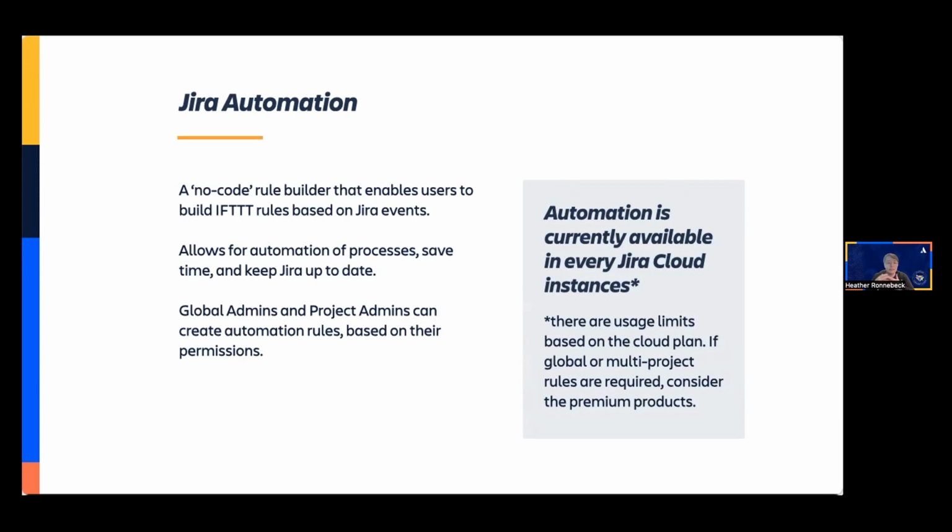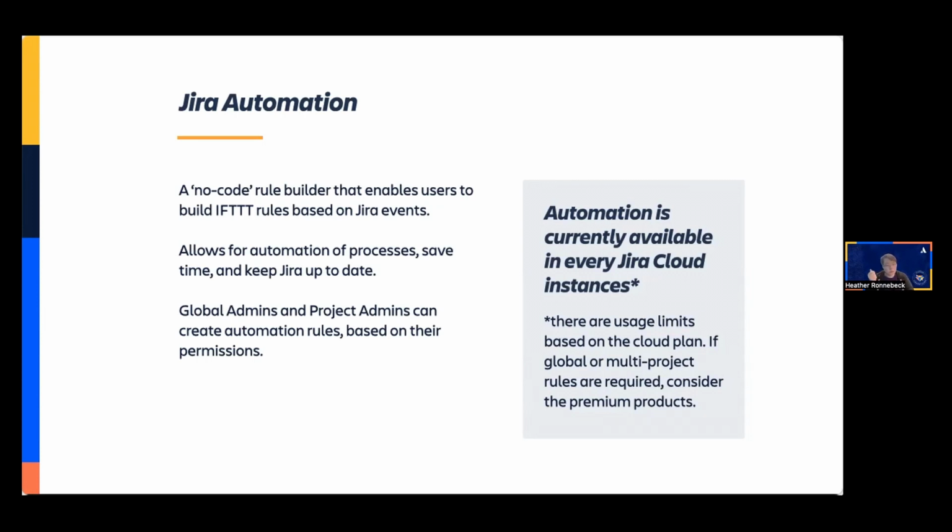Automation rules need to be created by project administrators for a single project rule or global Jira administrators for multi-project and global rules in order for them to be used by end users. Now, while originally it was available as an add-on through the Atlassian Marketplace back in the day, it's now available as a default option in all of the Jira Cloud setups.